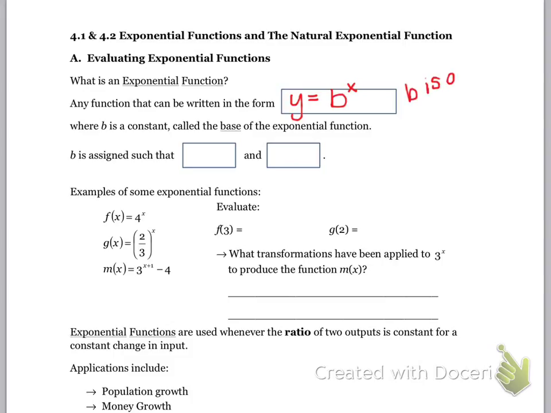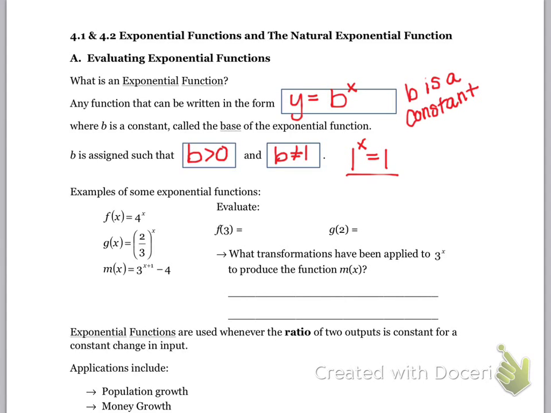So, in this case, b is a constant called the base of the exponential function. It's holding up your exponent. B is assigned such that it has to be greater than 0, and so therefore it has to be positive, and it can't equal 1. Because if it equaled 1, we would have 1 to the x, which for any x value would equal 1. So that's why b can't equal 1.